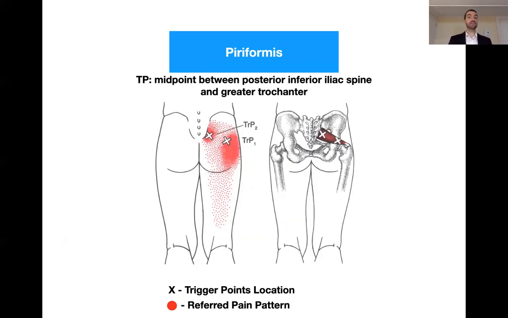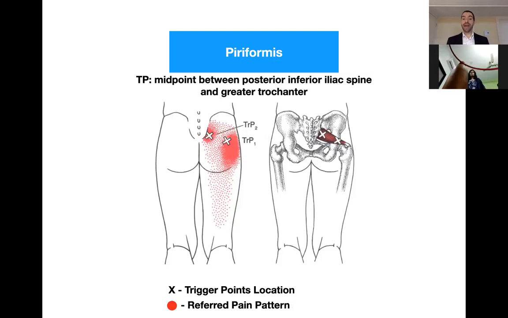The piriformis, same thing, midpoint between the posterior inferior iliac spine and the greater trochanter. So it's more or less the same. If you see the TrP1, it's a little bit different. The TrP2, it's a little bit different, but the TrP1, which is the most common, and that's why I gave this description, it's more or less the same spot that we have with the gluteus maximus. So that's very interesting, and the treatment is pretty much the same.